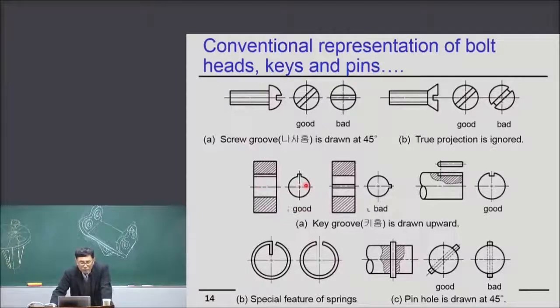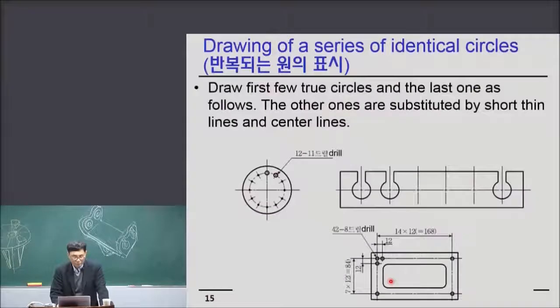And the keyway is always upward. This is not good, this is bad. The key groove is always upward. As a special feature of a spring, the opening is going upward, and the pin is 45 degree inclined, okay, pin. All right.